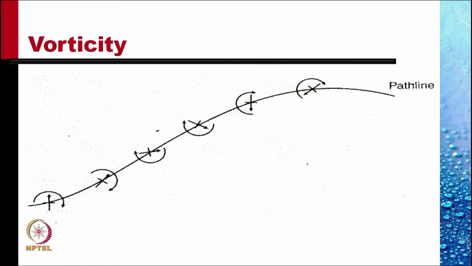Here we have shown a fluid element that rotates as it moves along its path line. The rotation is recognized by representing this fluid element with two lines crossing one another, and one of the lines carries an arrowhead. And so clearly we can see the particle is rotating as it moves along its path line.